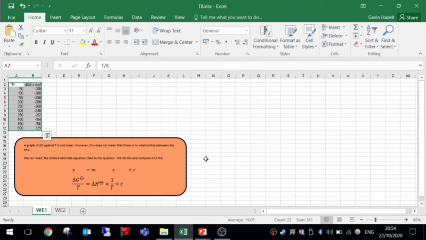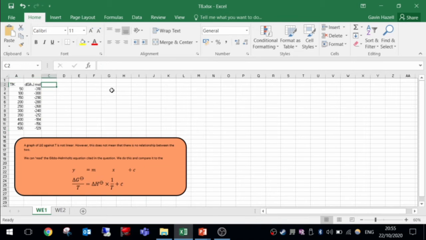And we can read that linear form of the Gibbs-Helmholtz equation, which was cited in the PowerPoint slide before we moved into Excel. And when we do that, we can compare it to y equals mx plus c, the equation of a straight line. And you'll notice that the linear form of the Gibbs-Helmholtz equation takes the form of an equation of a straight line. So the delta G over T parameter you see there is y. The delta H parameter is m, your gradient. The 1 over T parameter is x, and C is your intercept.